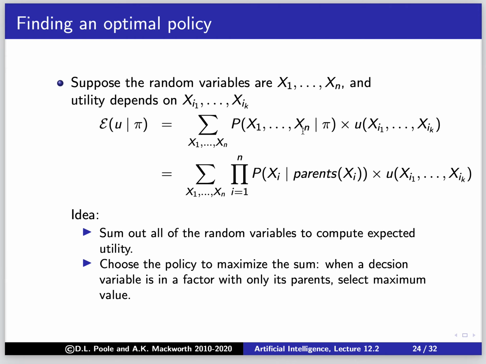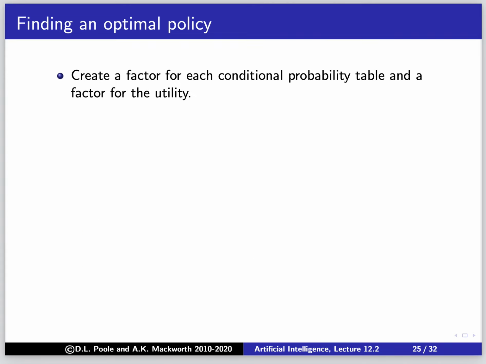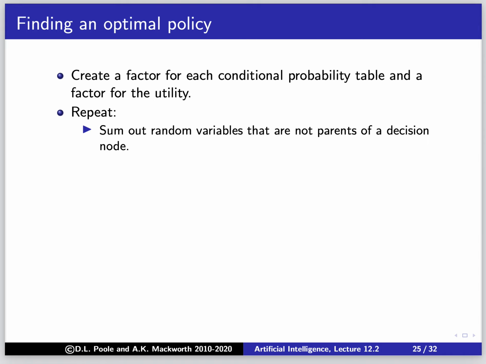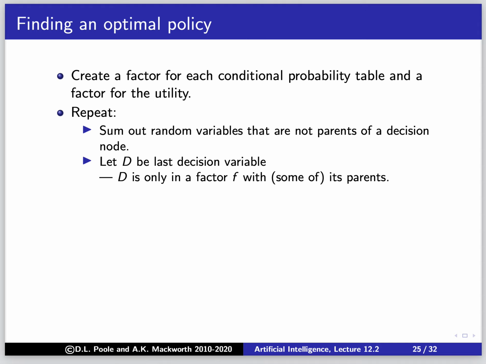Because it's just sums and products, if we have a choice between two factors, we can choose the maximum one. Here it is in more detail. We construct a factor for each conditional probability and a factor for the utility, as we did before. We repeat: we sum out the random variables that are not parents of a decision node. Then we let D be the last decision node. Assuming no forgetting, there's always a last decision node.